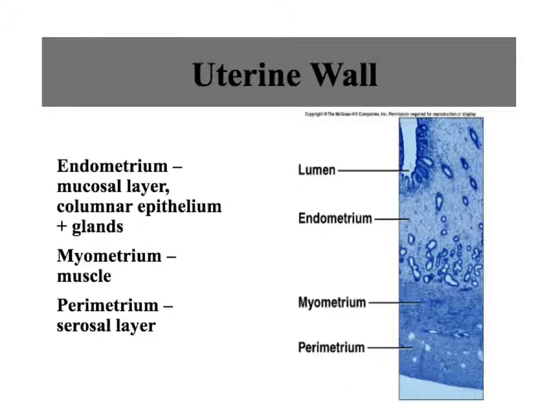The uterine wall consists of 3 layers, much like we've seen with other muscular tissues. The endometrium contains a mucosal layer and some columnar epithelial cells, which produce glands and some mucus. Then the myometrium, which is the muscular portion, and the perimetrium, that serous layer.